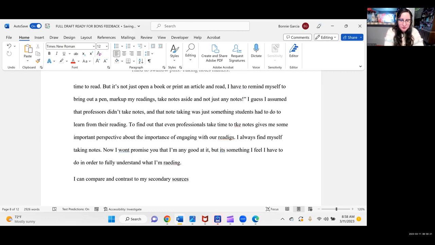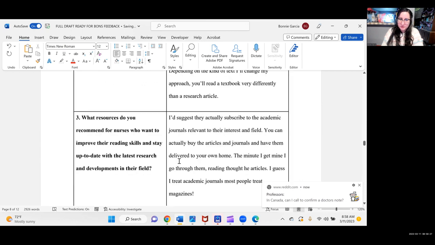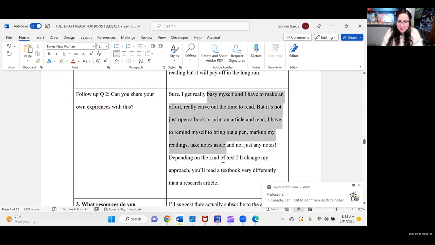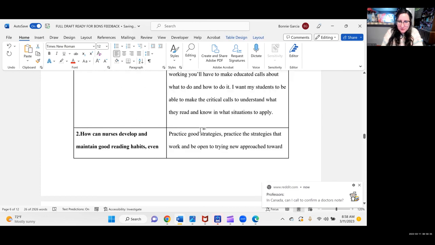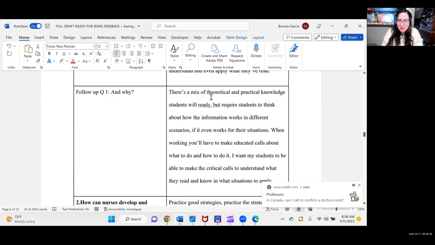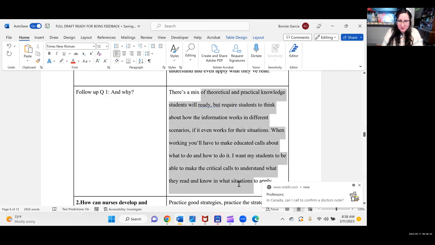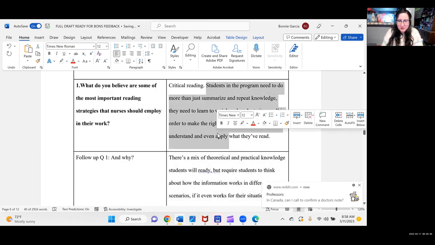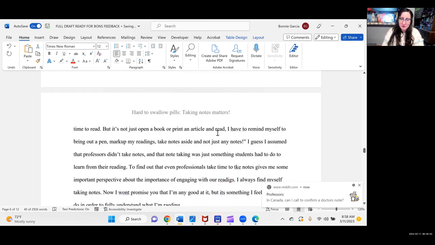I'm going to compare and contrast what my interview says to my sources. So my sources were defining how reading is done: practice good reading strategies, theoretical and practical knowledge. I think this here is an important one, right? What are the most important reading strategies and how they're applied? So I'll continue because that was also surprising.